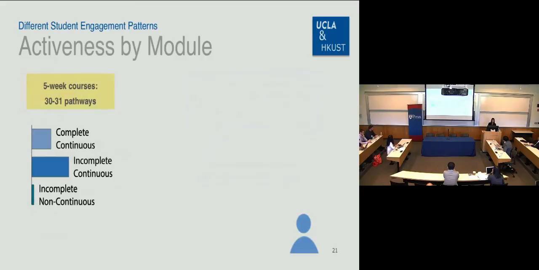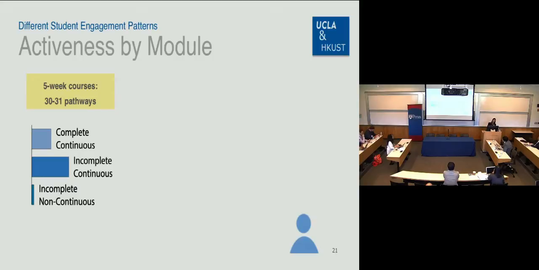For the 5-week courses, there were only 30 to 31 pathways. So again, if you're designing a course, you want something more manageable, you might look to do something shorter because then there's less variation in terms of what the students are doing. But with that, you have to consider the constraint that that puts on the student. So if they only have a few choices to make, then you have to make sure that those choices they want to make are accommodated.